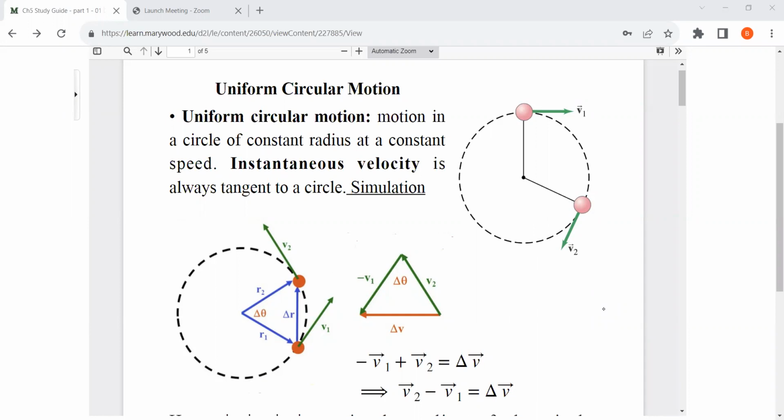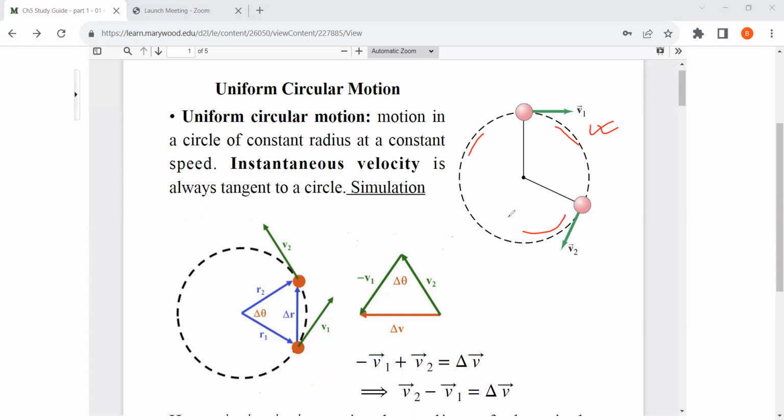Now, by its name, uniform circular motion. Circular means if an object is traveling in a circular path, we call that object in circular motion. Here in this picture you see that the object is moving in this circular path. So this is the circular path, and the object is moving in it. That means the object is in circular motion.